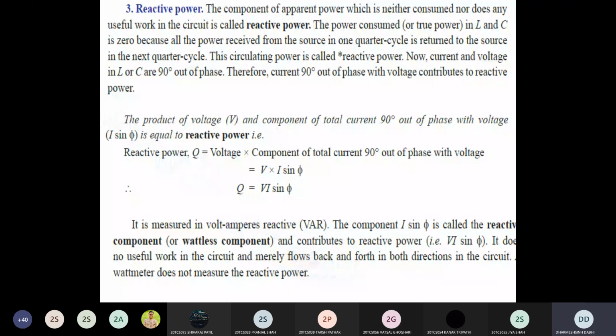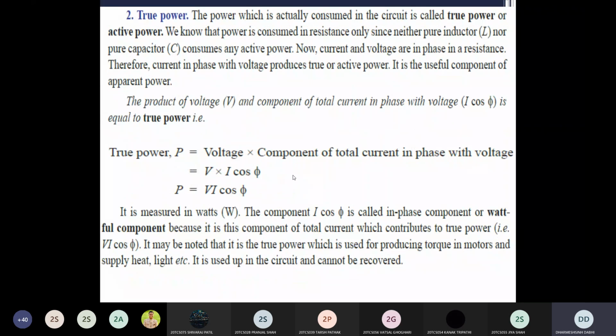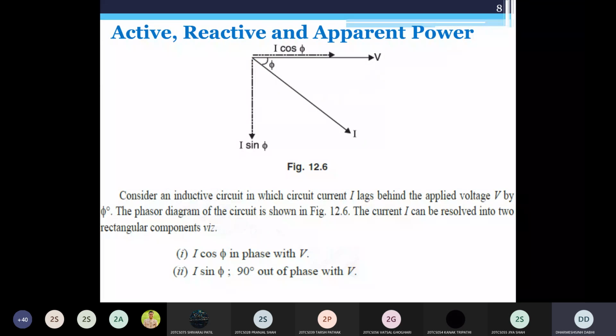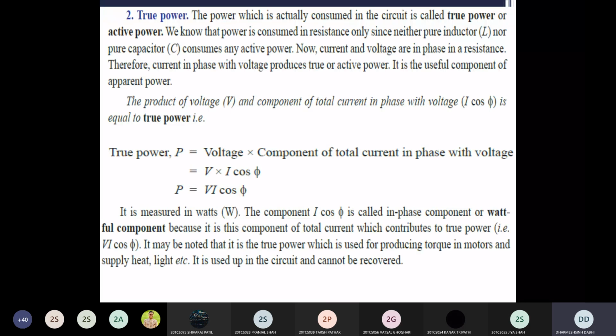Clear? So reactive power is equal to voltage into the component of the current which is 90 degrees out of phase with the voltage, which is I sin phi. Clear? As we already saw in the vector diagram, you can see that I sin phi is 90 degrees behind the voltage. So I sin phi into V is called the reactive power component of this circuit. Clear?